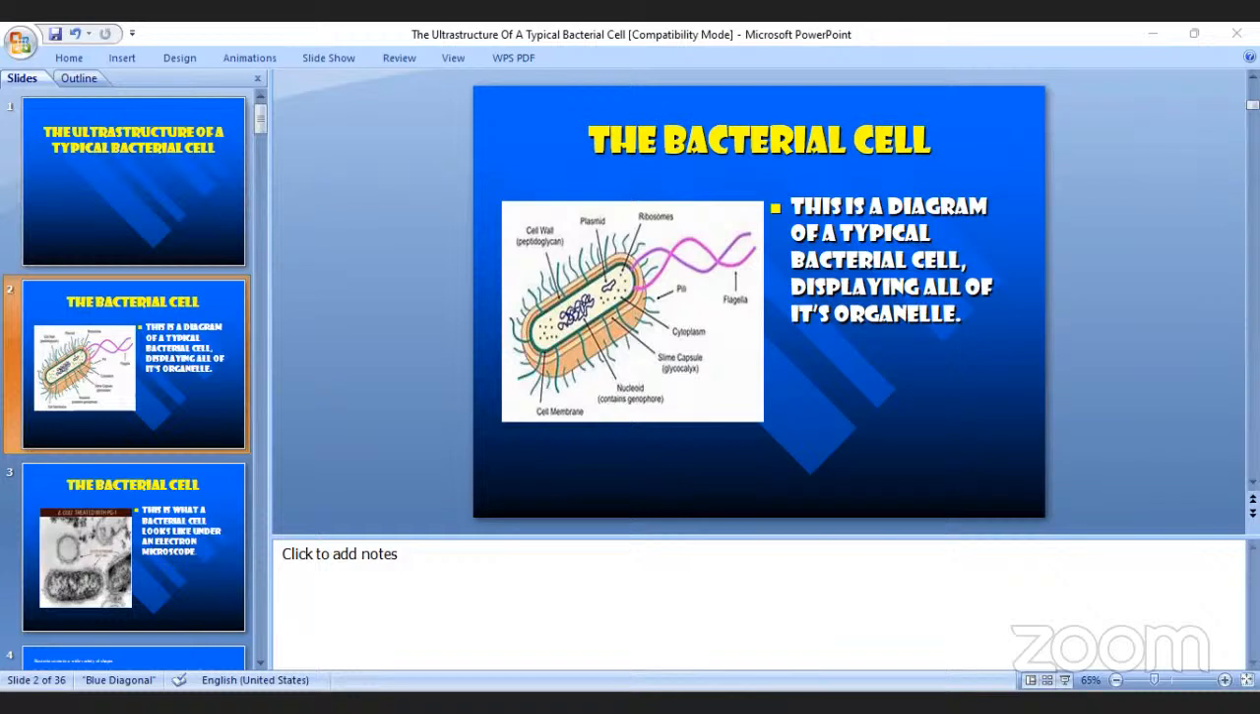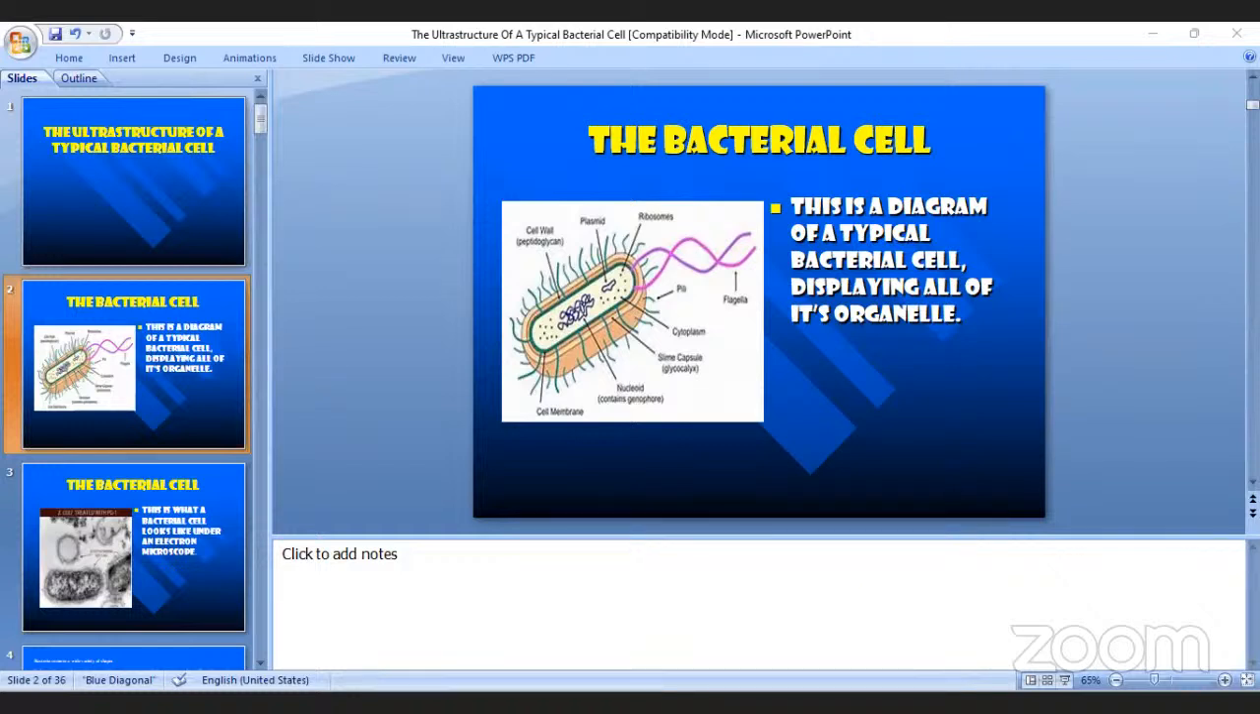Pili and flagella are also cell components. Let's discuss one by one. So this diagram is the microscopic view of the bacteria. It's not important.